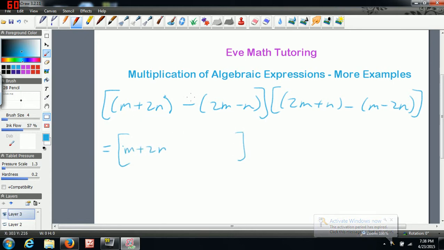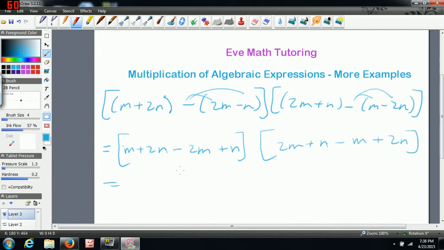So m plus 2n. This negative goes into both, so it becomes minus 2m and plus n. So making sure to remember that the negative applies to both. So over here we've got 2m plus n, and then this negative goes here and here. So it becomes minus m plus 2n. Now at this point, before I start multiplying, I can go ahead and add like terms to make it easier for me later on. So over here, m and 2m are like terms. So that's going to give me negative m, and then 2n plus n is going to give me positive 3n.